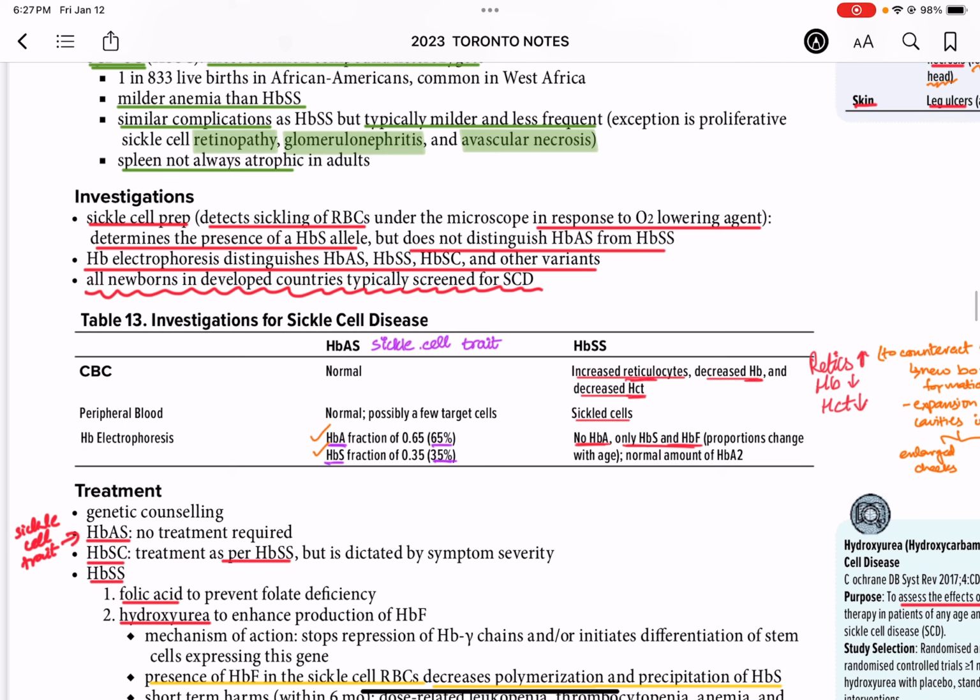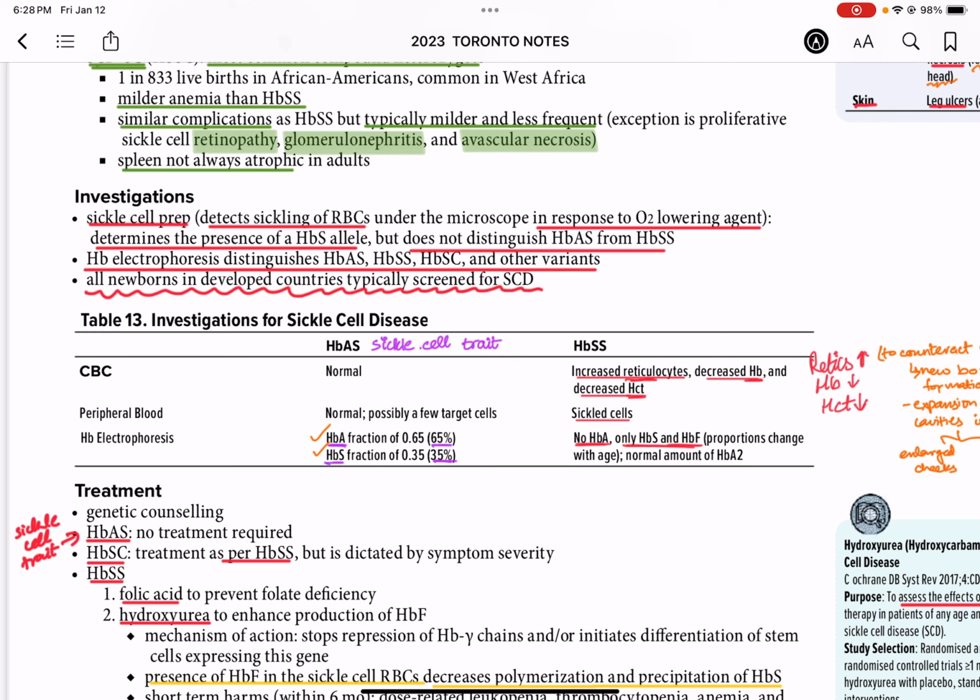We're going to do sickle cell prep. What it does is it detects sickling of the RBCs. Whenever we are giving some oxygen lowering agent, it detects where and how much of RBCs are being sickled. It determines the presence of HbS allele, hemoglobin S allele. Of course, if there is sickling, that means there is hemoglobin S allele. But it doesn't depend on how much is hemoglobin S and how much is hemoglobin A.